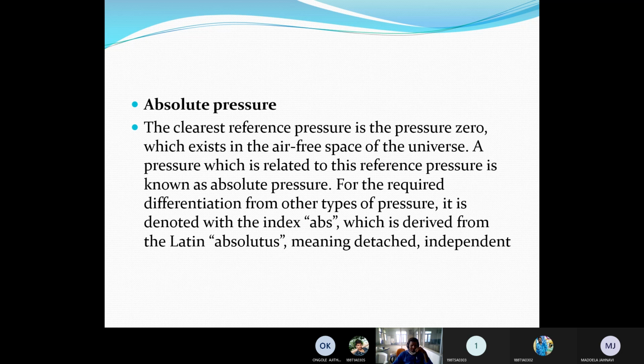ABS stands for absolute, which is derived from the Latin absolutus, meaning detached or independent. So absolute pressure is a pressure measured with a reference point of zero pressure, which exists in the air free space of the universe. Okay, absolute pressure. Come for the next slide.